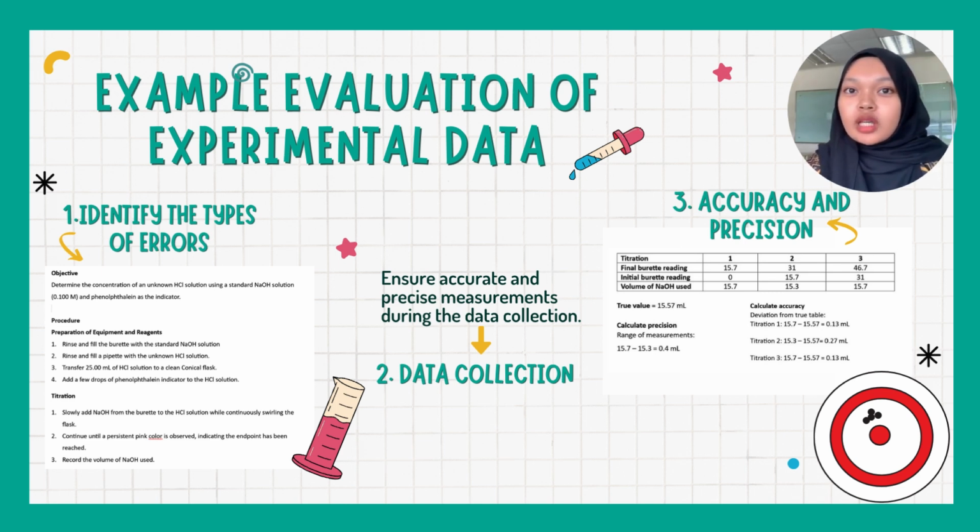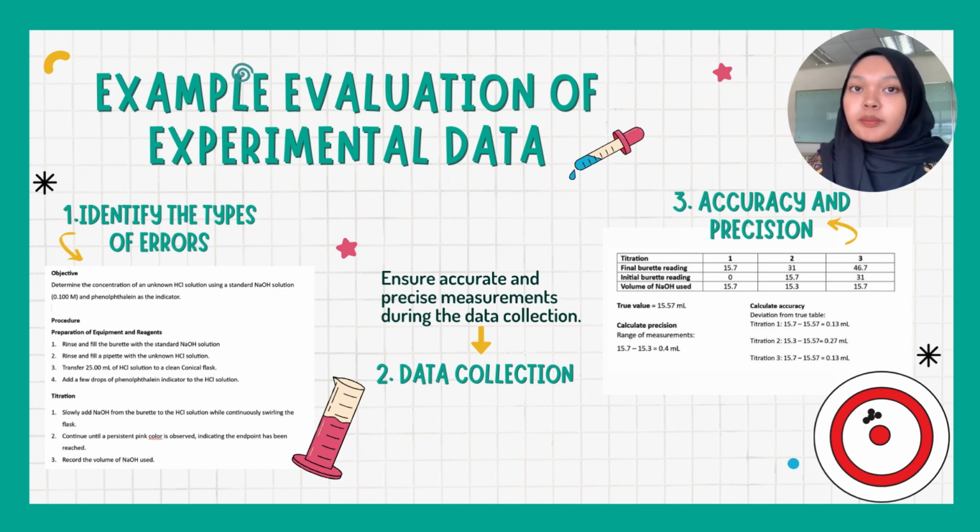Firstly, identify the type of error. For example, a titration experiment. The objective of this experiment is to determine the concentration of an unknown hydrochloric acid solution using a standard sodium hydroxide solution and phenolphthalein as the indicator. Here are the details of this experiment, including the preparation of equipment and reagents, and also the steps of titration.